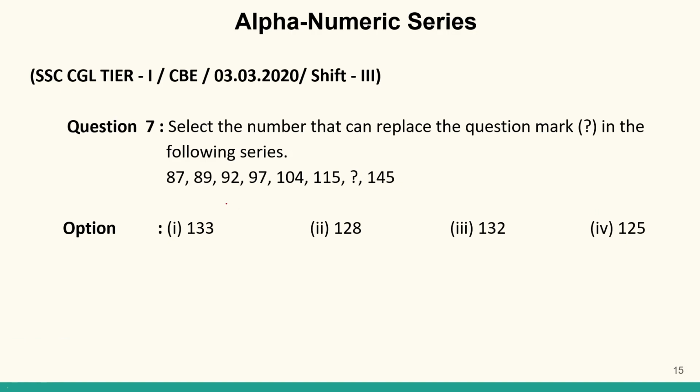Again, number series. So from 87 to 89, if we are going, so we are adding 2. Let me write it over here. From 87 to 89, if we are going, we are adding 2. If I add 3 into 89, I'll get 92. If I add 5, I'll get 97. If I add 7, I'll get 104.